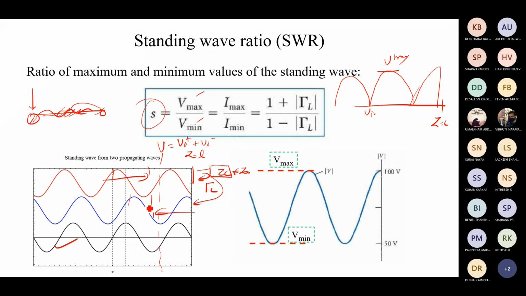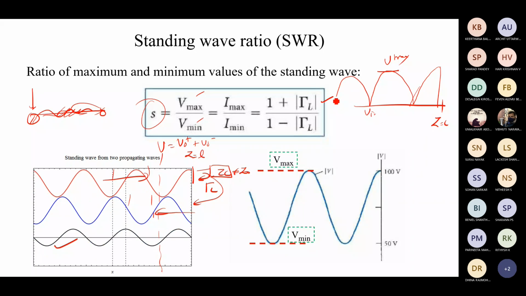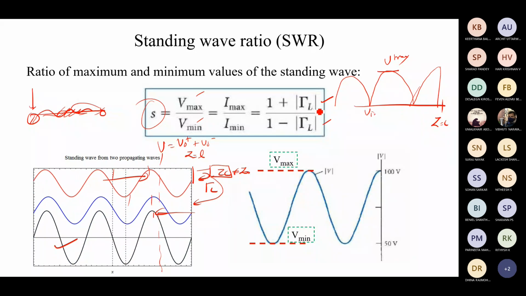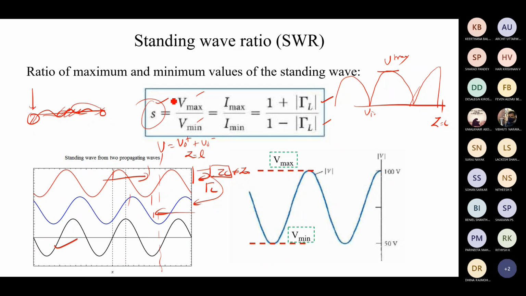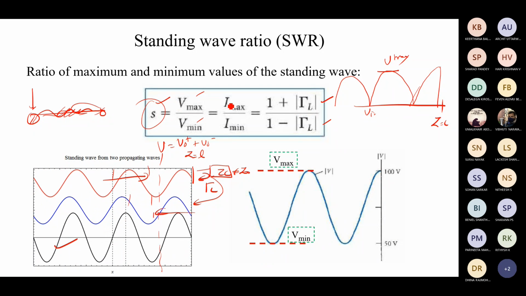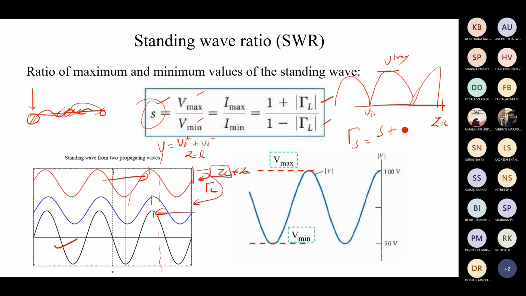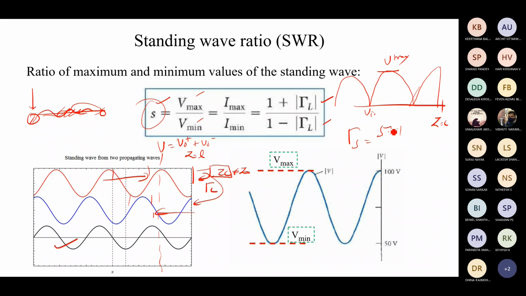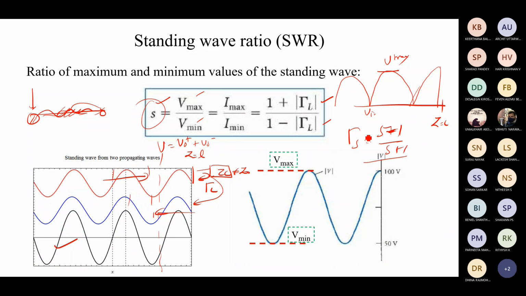So this is the standing wave, and the standing wave alternatively can be represented by the reflection coefficient also. This is the simple formula. If you know the reflection coefficient, you can define S. Otherwise, you can also define the reflection coefficient as a function of S, that is S minus 1 divided by S plus 1. Like that also you can define it.